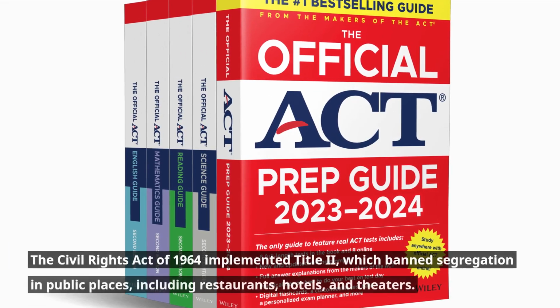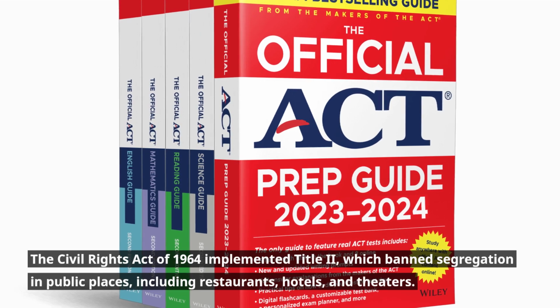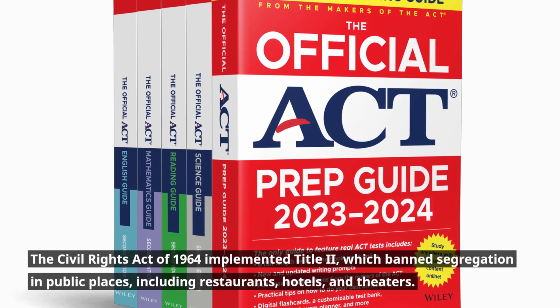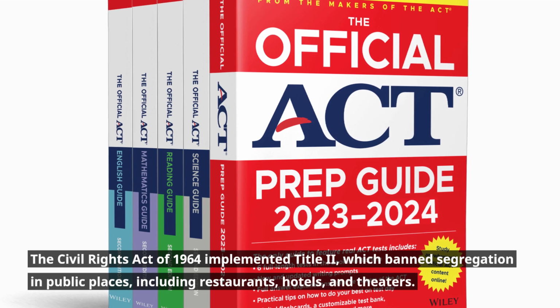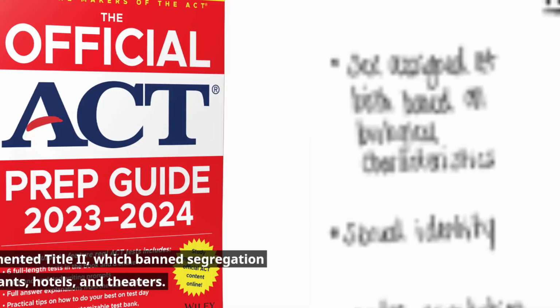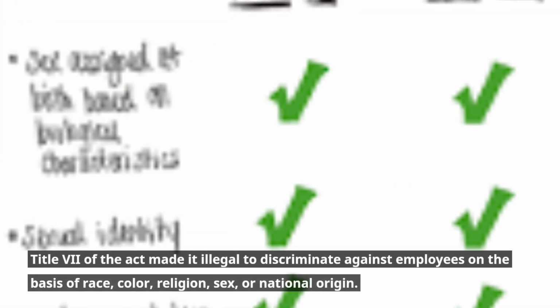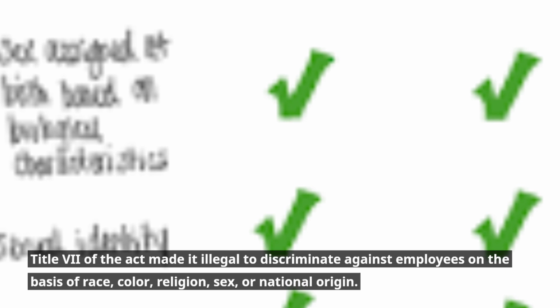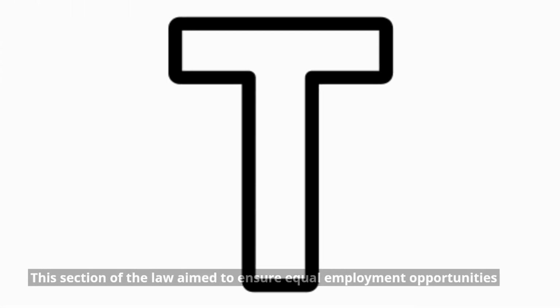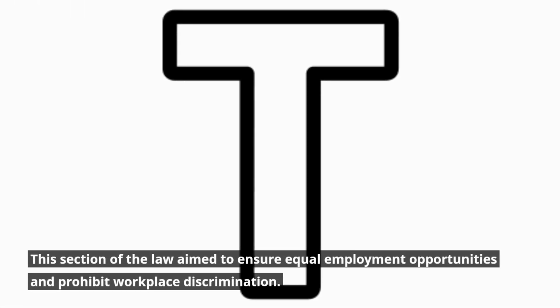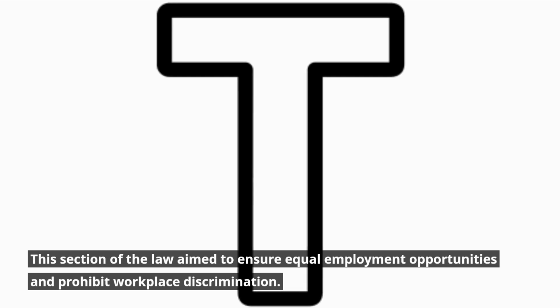The Civil Rights Act of 1964 implemented Title II, which banned segregation in public places, including restaurants, hotels, and theaters. Title VII of the Act made it illegal to discriminate against employees on the basis of race, color, religion, sex, or national origin. This section of the law aimed to ensure equal employment opportunities and prohibit workplace discrimination.